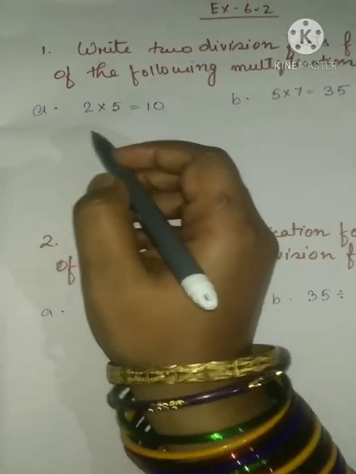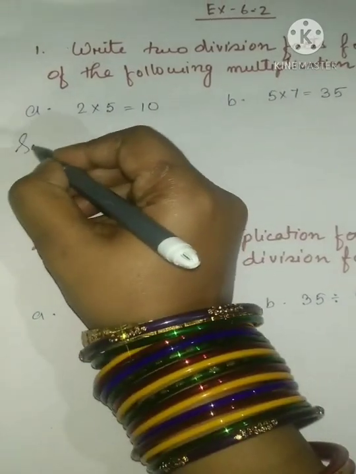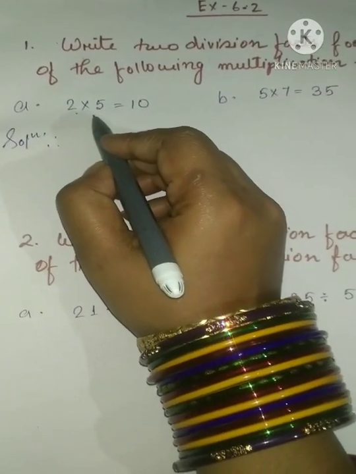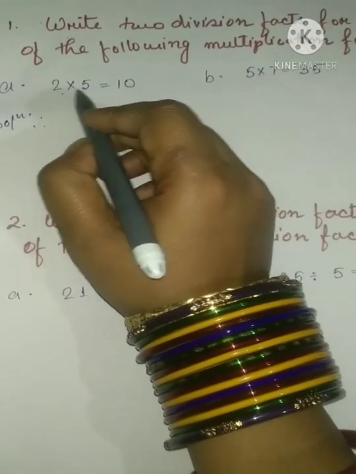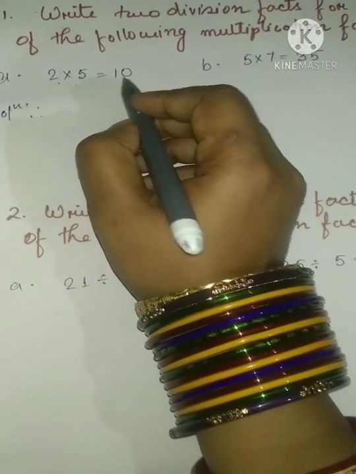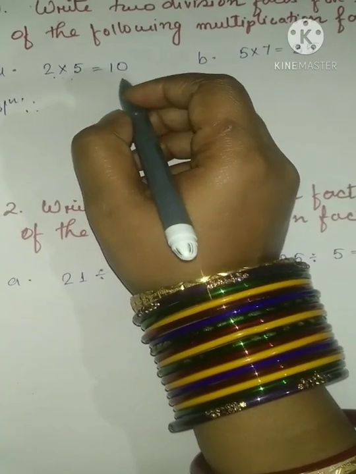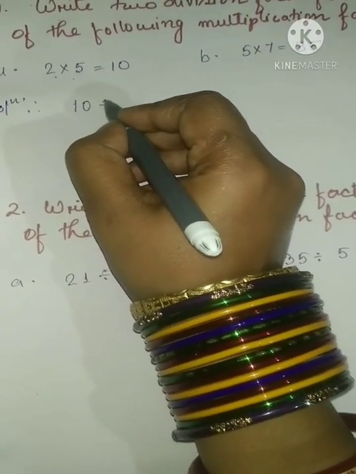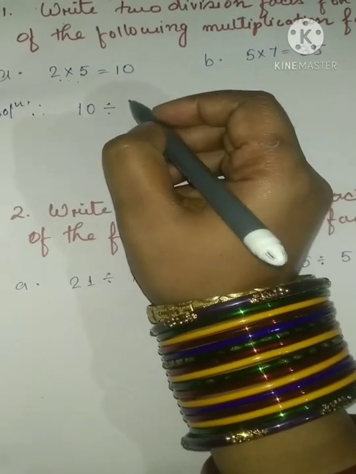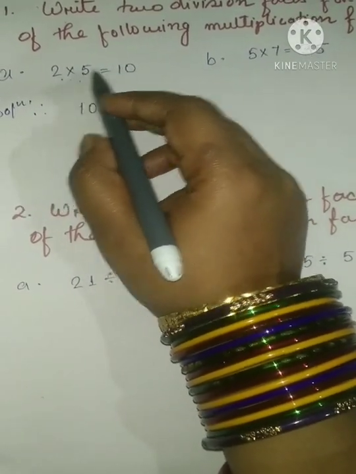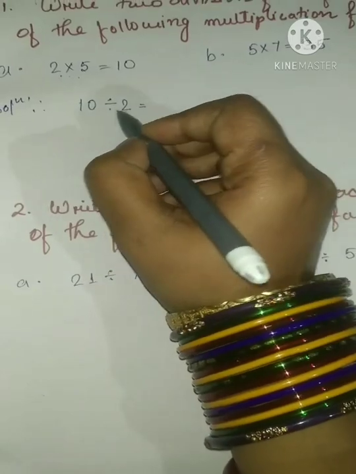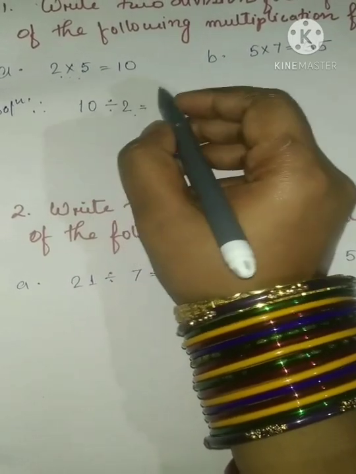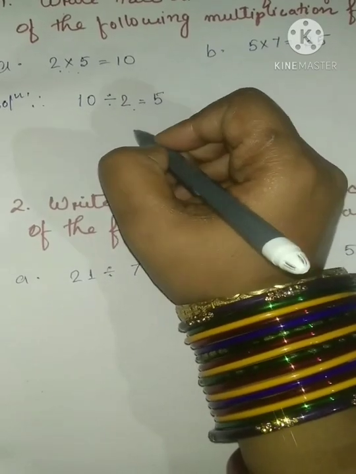In the question you see here, given 2 into 5 is equal to 10. So in the solution we will write, what is 2 into 5? This 2 into 5 equal to 10 is a multiplication fact. So what are we going to do? We are going to take 10 at first. Then we are going to put the division symbol. Then at first we will divide 10 by 2. So if we divide 10 by 2, what will be the answer? The answer will be 5.